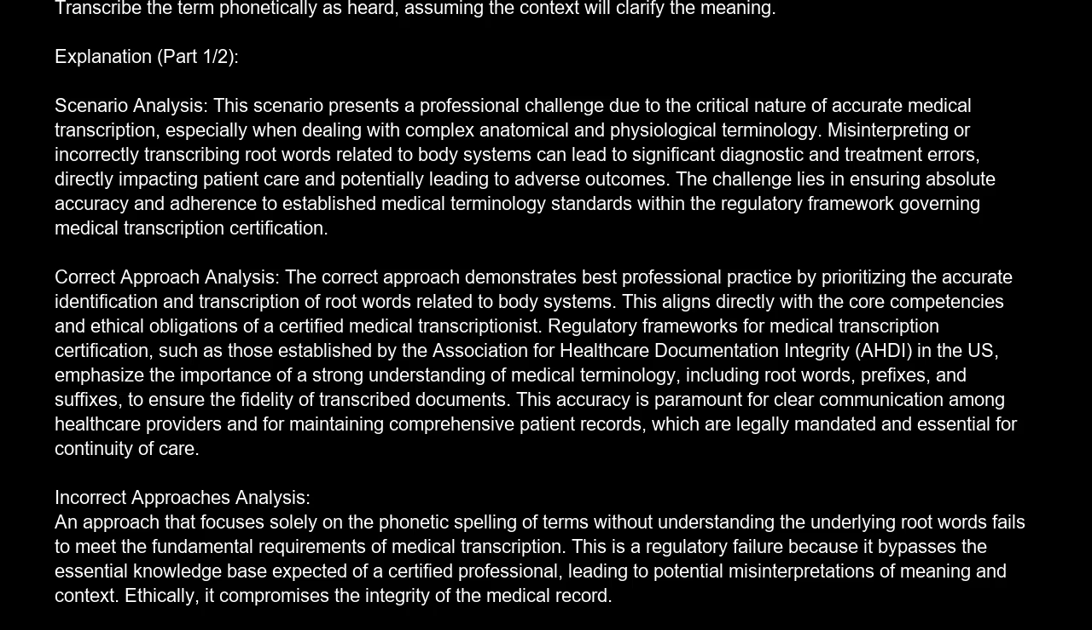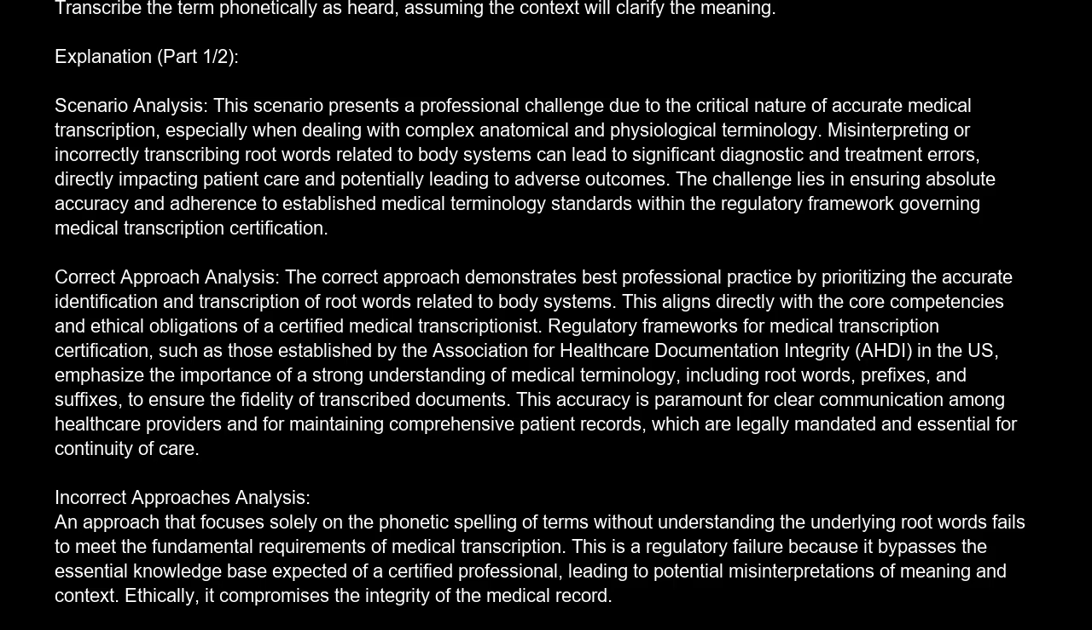Scenario analysis. This scenario presents a professional challenge due to the critical nature of accurate medical transcription, especially when dealing with complex anatomical and physiological terminology. Misinterpreting or incorrectly transcribing root words related to body systems can lead to significant diagnostic and treatment errors, directly impacting patient care and potentially leading to adverse outcomes. The challenge lies in ensuring absolute accuracy and adherence to established medical terminology standards within the regulatory framework governing medical transcription certification.